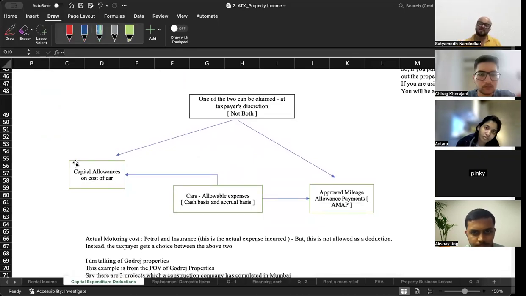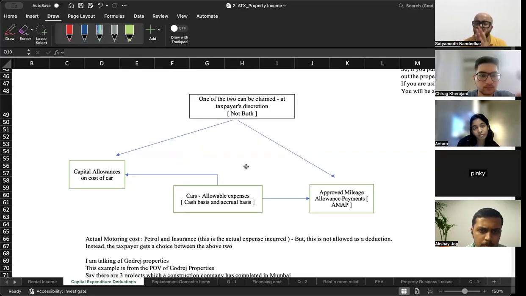The thing about cars is different. Okay. Cars, one of the two can be claimed at the taxpayer's discretion, not both. Capital allowances of the car, calculate your capital allowance, that is income tax's depreciation as per the rates given, or you can claim approved mileage allowance payments. Now, what are approved mileage allowance payments? HMRC says that if you travel a distance of so many kilometers, for example 100 kilometers, you will incur a cost of 20 per kilometer.